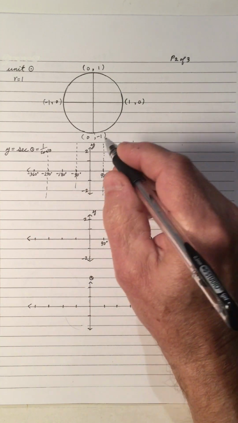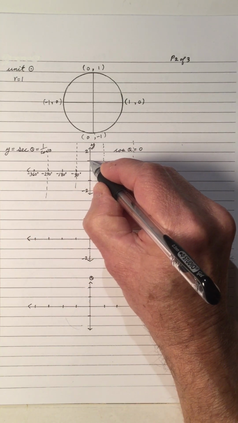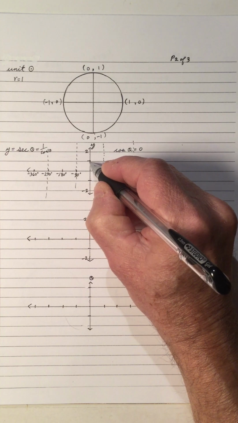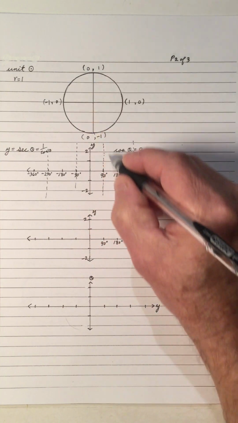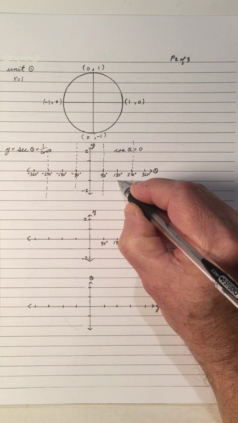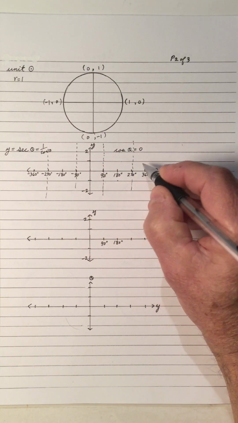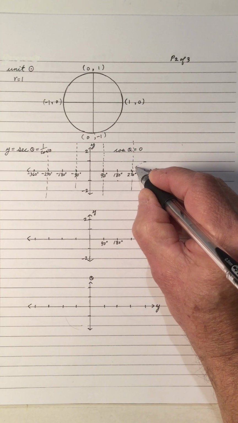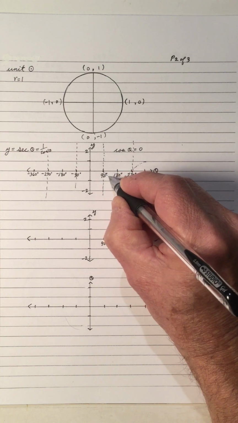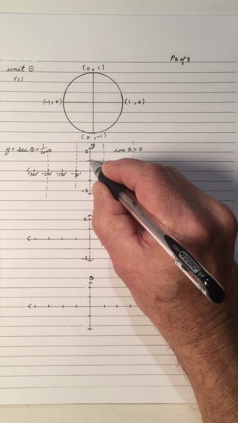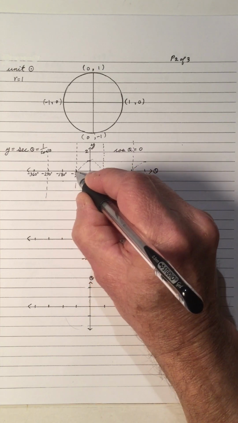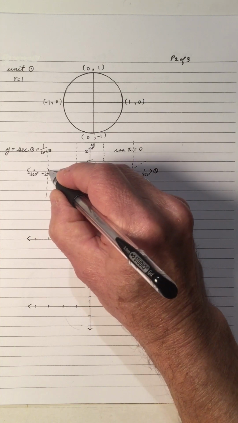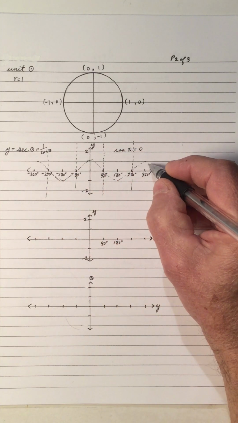So the cos graph at 0 degrees is 1. At 90 it is 0. And at 180 it is negative 1. At 270 it is 0. And at 360 all the way around it is 1. So the cos graph goes like this, and we extend it over down to here, and it goes down to negative 1, back up to 0, etc. So that's the cos graph continuing on.